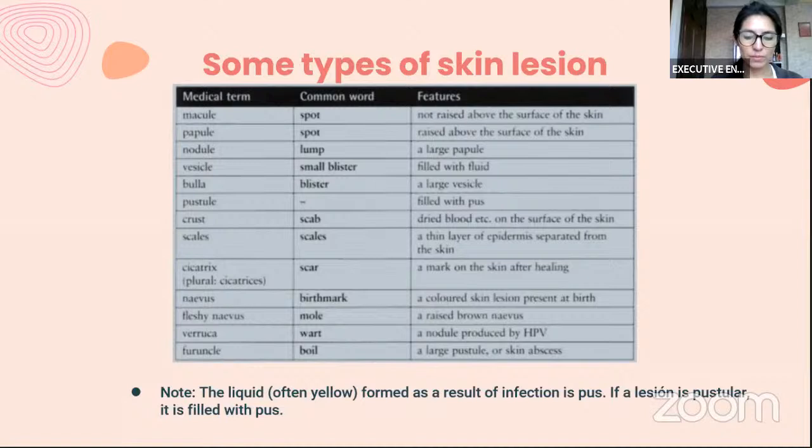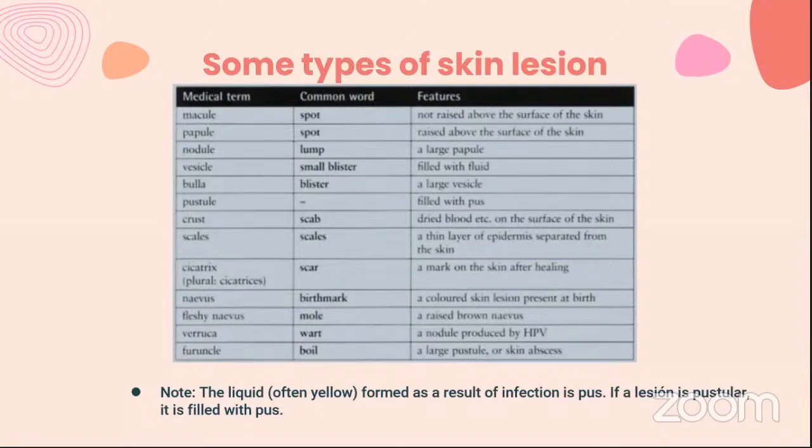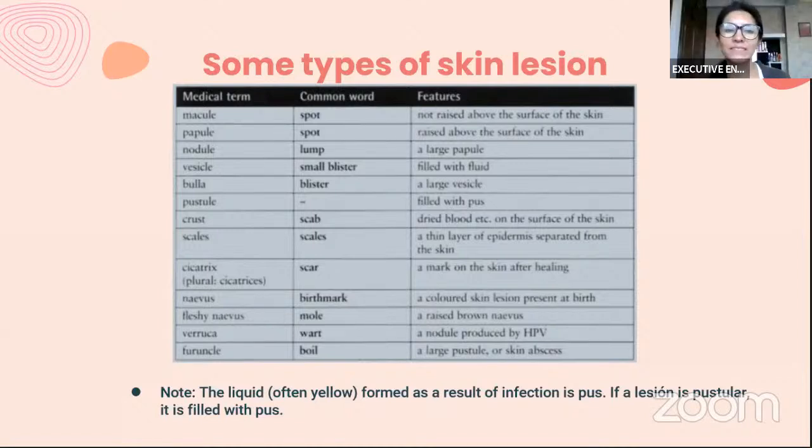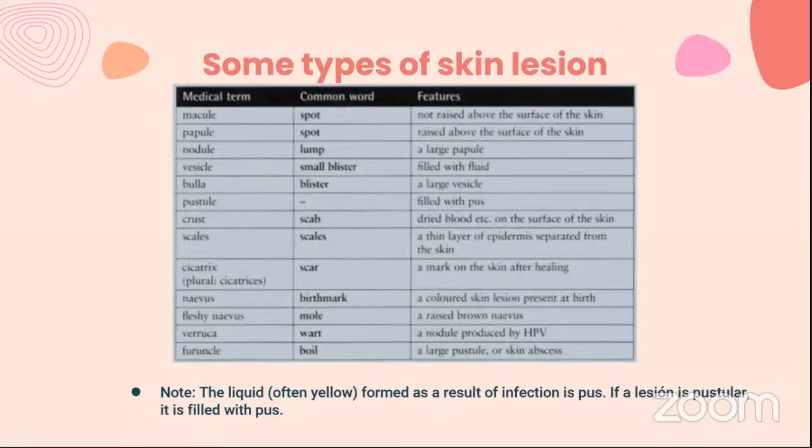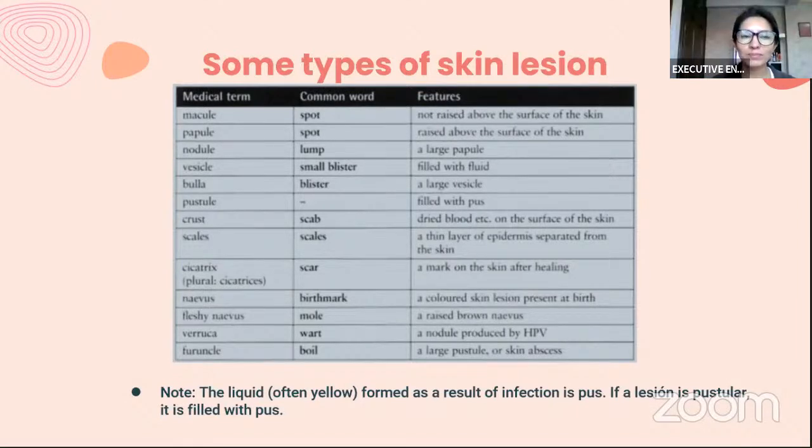Teacher, I have a question. I was searching about nevus, birthmark. Nevus, that means nevo, lunar. Right. Okay. Thank you, teacher. You're welcome.